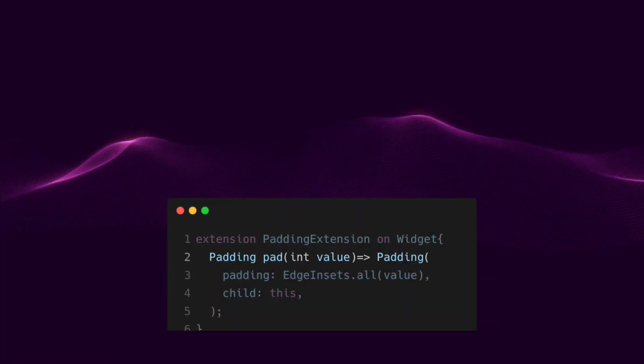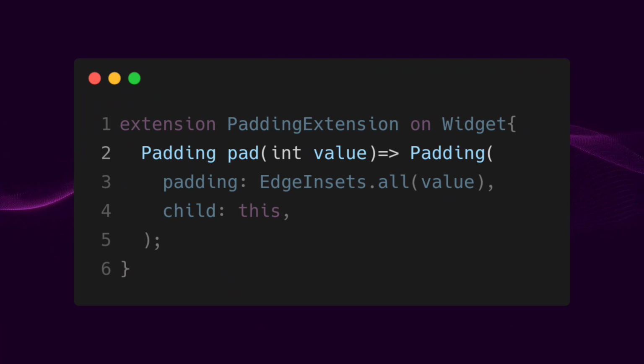For example, a padding extension. To use it, add a point at the end of any widget and call the pad method. The padding extension does the rest. Don't forget to add the this keyword to the target type parameter. We don't want to add another child parameter to this extension. The this keyword will take the object, which in this example is a widget, and use it as is. So you don't need to add any context or anything else.